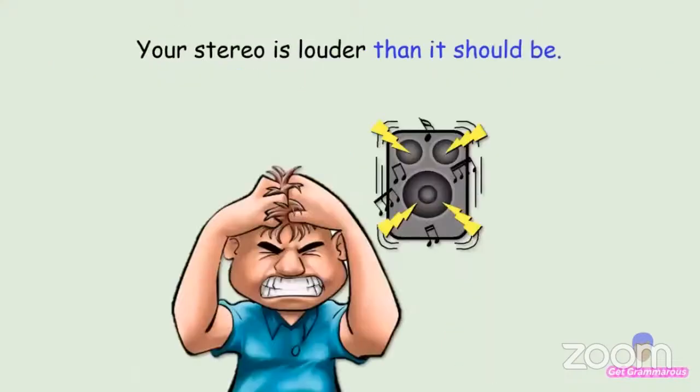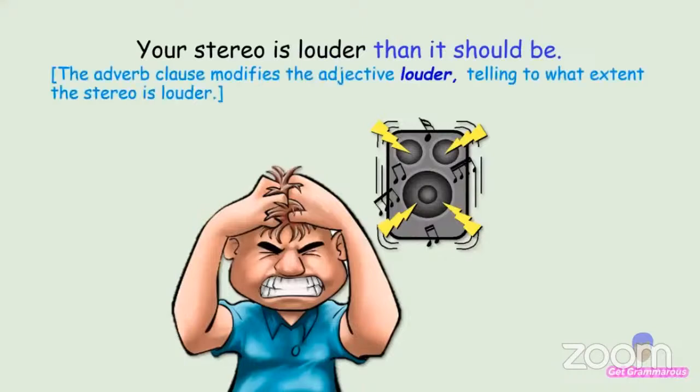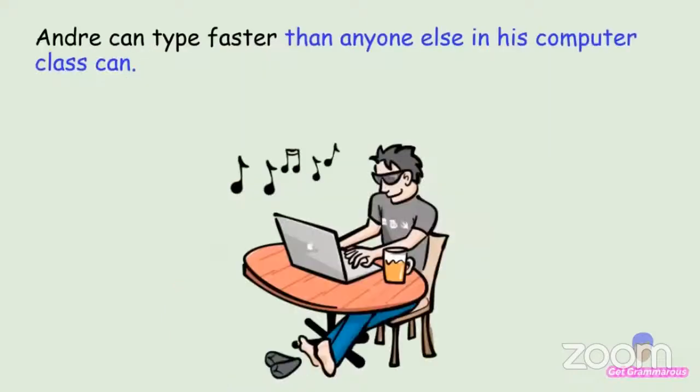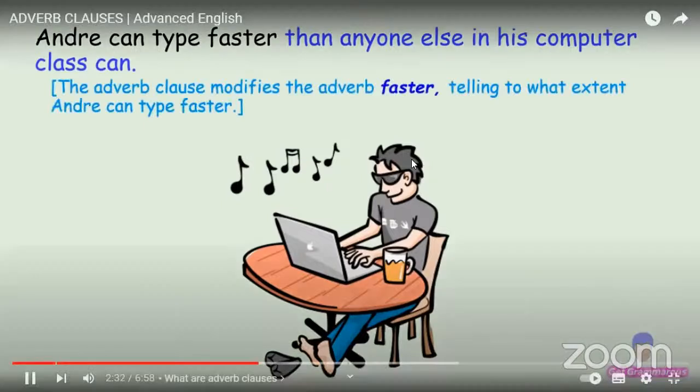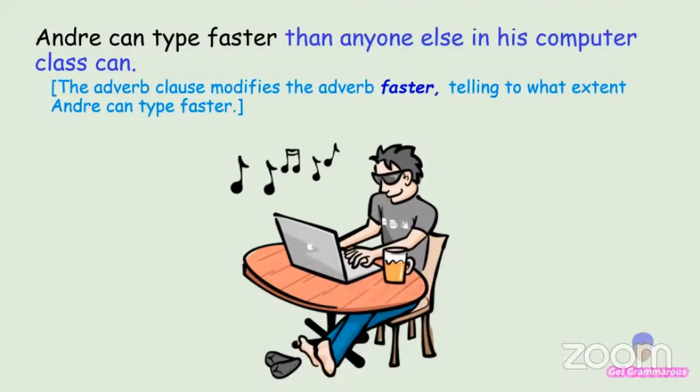Another example. Your stereo is louder than it should be. The adverb clause than it should be modifies the adjective louder, telling to what extent the stereo is louder. Another example. Andre can type faster than anyone else in his computer class can. The adverb clause than anyone else in his computer class can modifies the adverb faster, telling to what extent Andre can type faster.